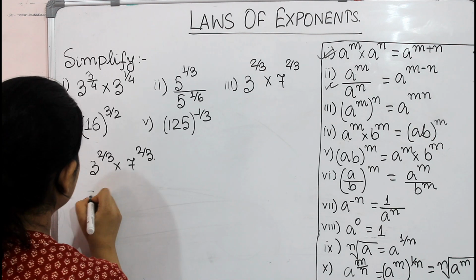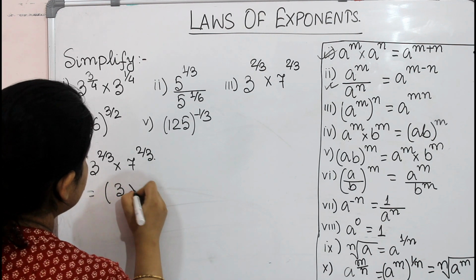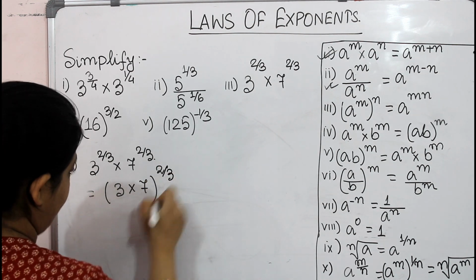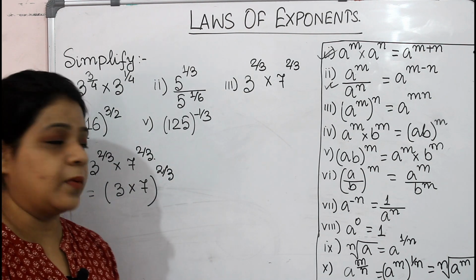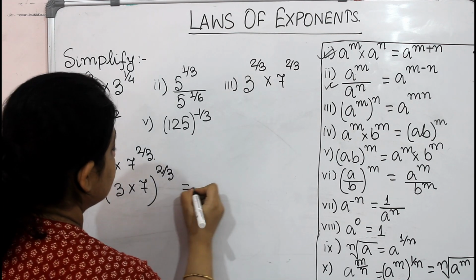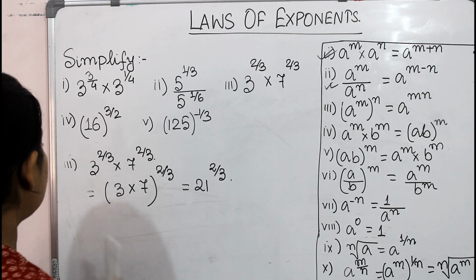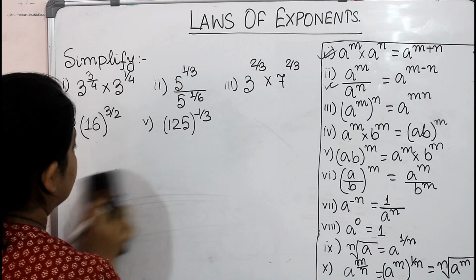So here we will just bring 3 into 7 together and take a bracket to the power of 2 by 3. So this becomes 21 to the power of 2 by 3.